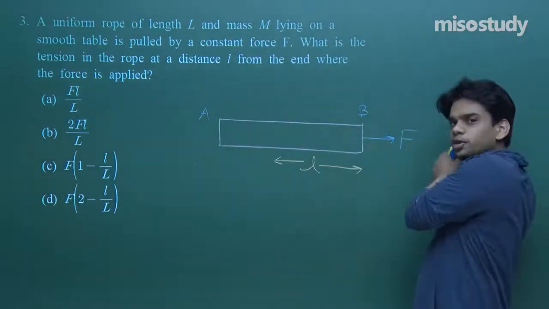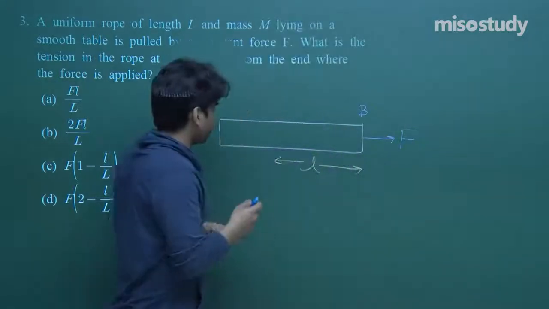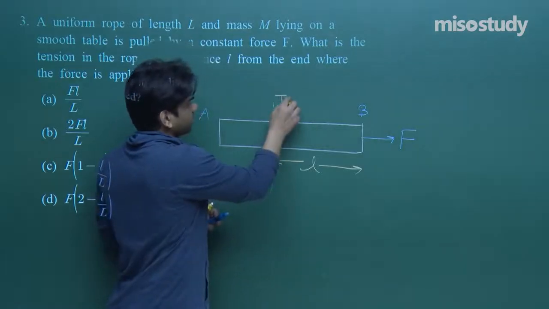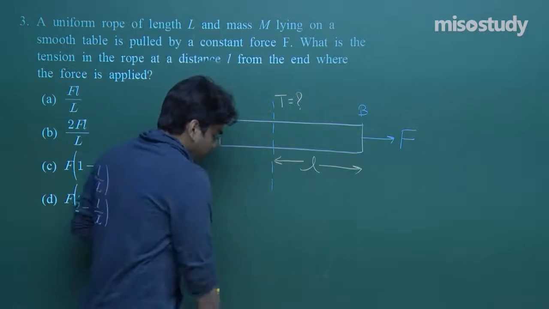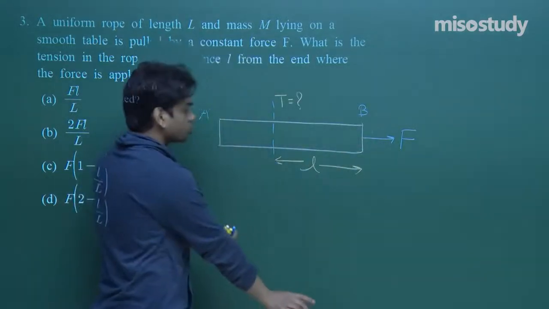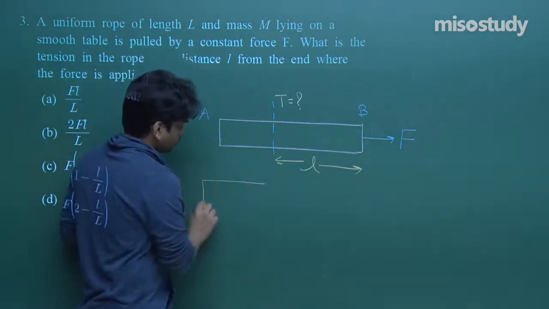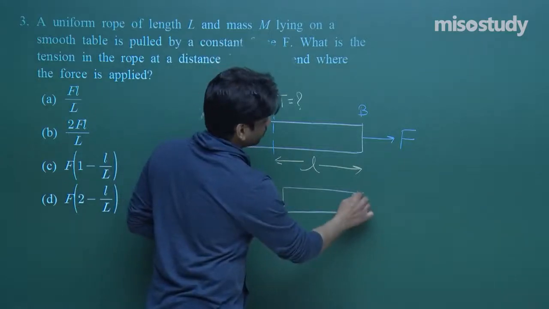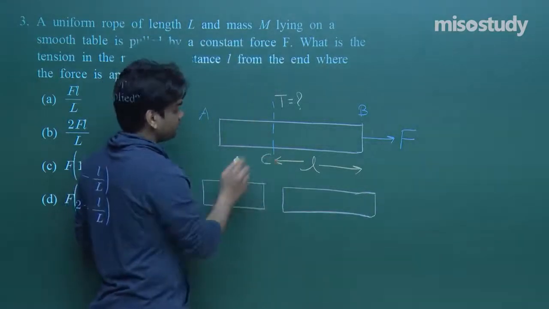The rope is being pulled. So at this point we need to find out the tension. If I mark a line and write here the tension acting as T, we need to evaluate this tension. Let us do a breakup of this rope. How will it look? I am just breaking up this rope into 2 parts, one from the end at distance l, and let me call this point C.